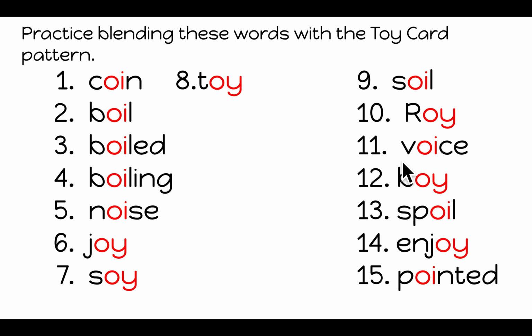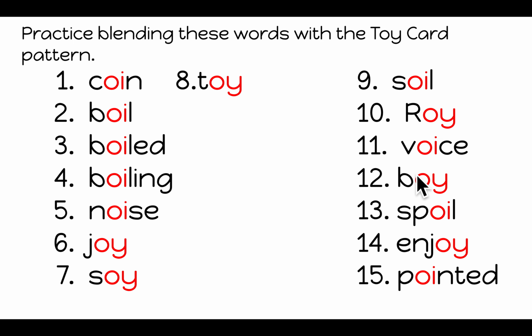Okay, next. Voice. Okay, his voice is very soft, so we asked him to speak louder. Voice. So this one might be a little tricky. V, oi, s. Now this C sounds like an S. That's a soft C, because when there's a C followed by an E or an I, the C becomes soft C.